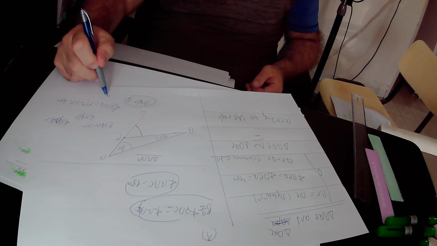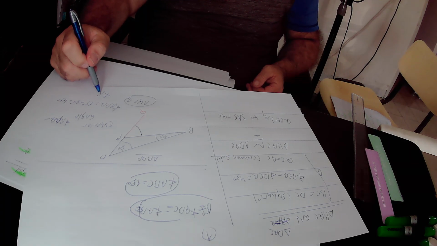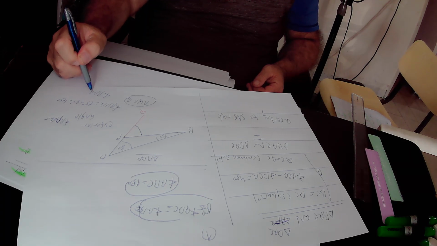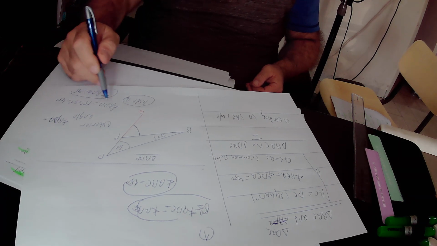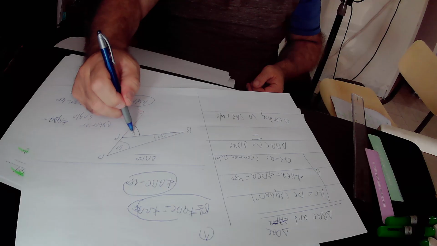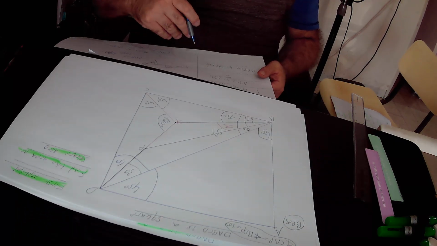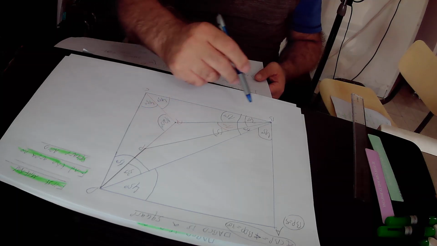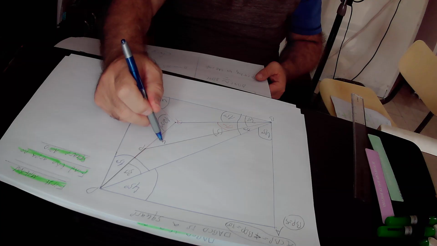In total, if you want to know the size of the exterior angle BPQ, it is equal to 45 degrees. According to Rule 8, of course. This is angle BPQ, this is equal to 45 degrees in its size.